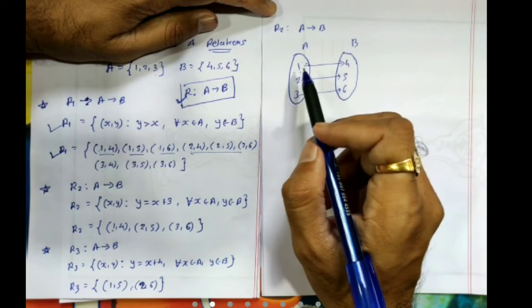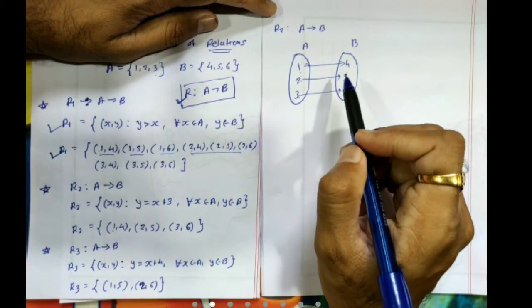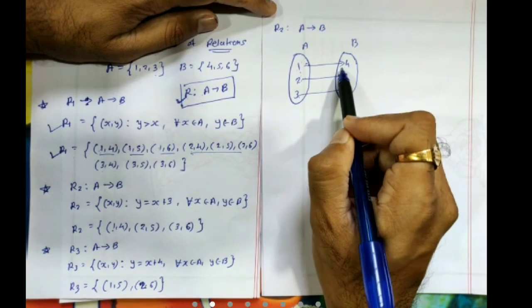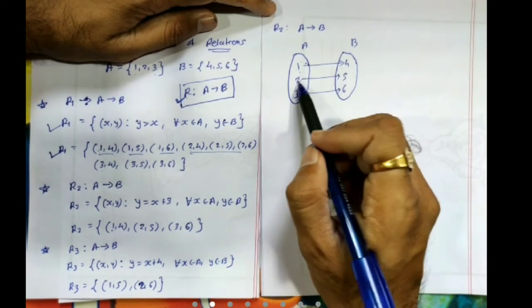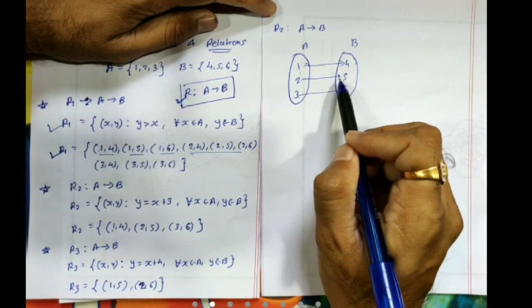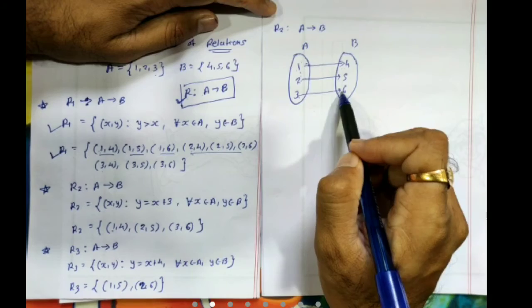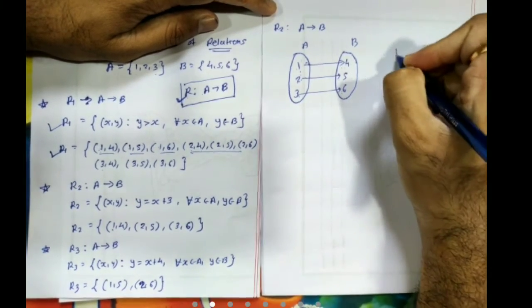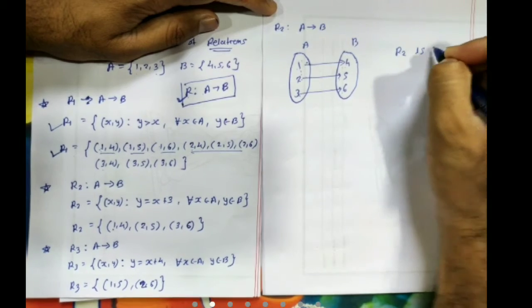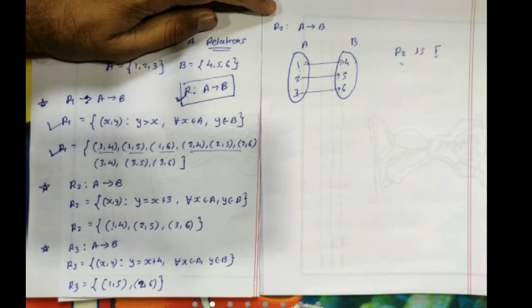Second condition, all the elements of set A have one and only one image in set B. तो देखो एलिमेंट वन की सिर्फ एक ही इमेज है, one and only one image of element 1 is 4, one and only one image of element 2 in set B is 5, one and only one image of element 3 in set B is 6. So both conditions are now fulfilled, and therefore we can say that our relation R2 is a function. Both conditions are fulfilled, therefore relation R2 is our function.